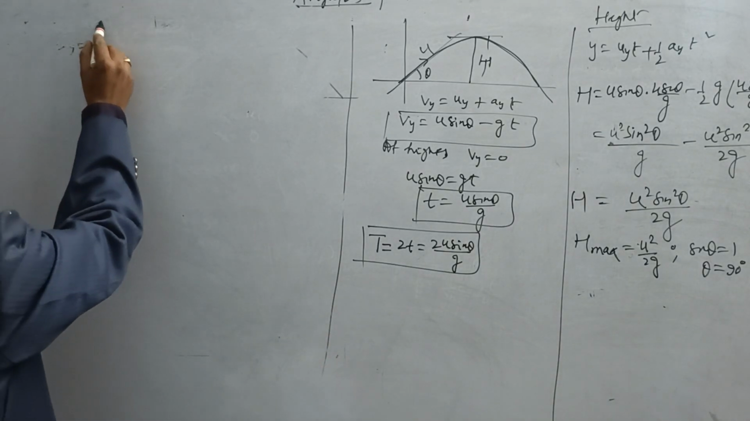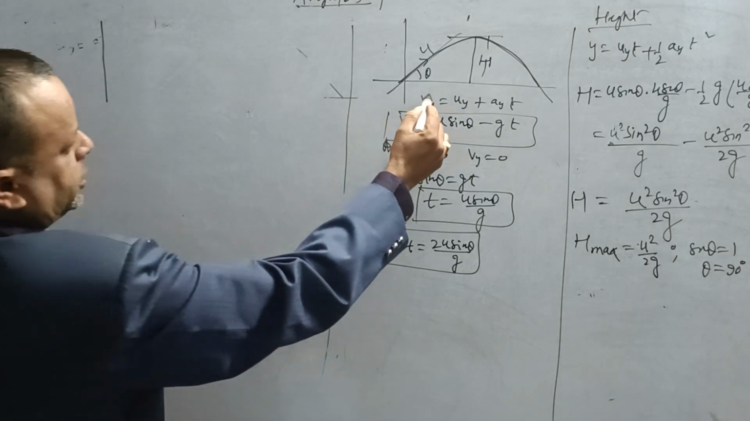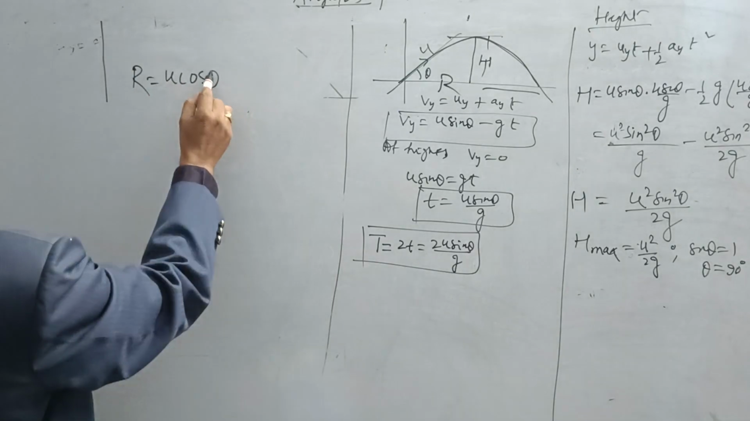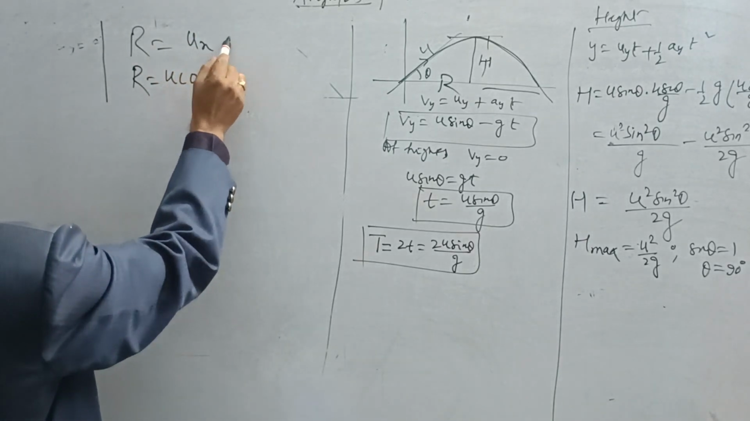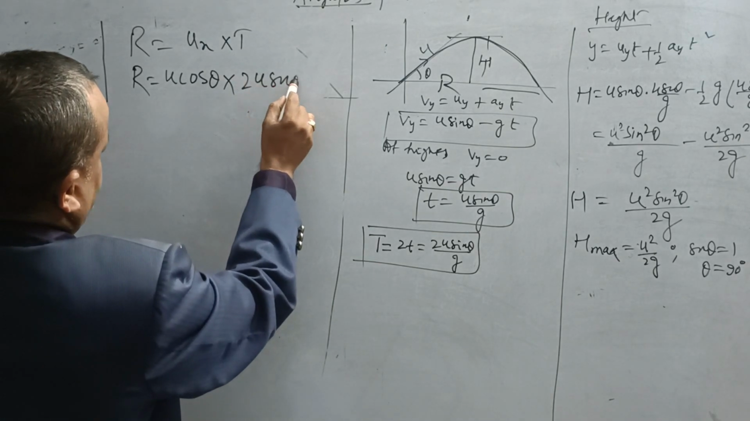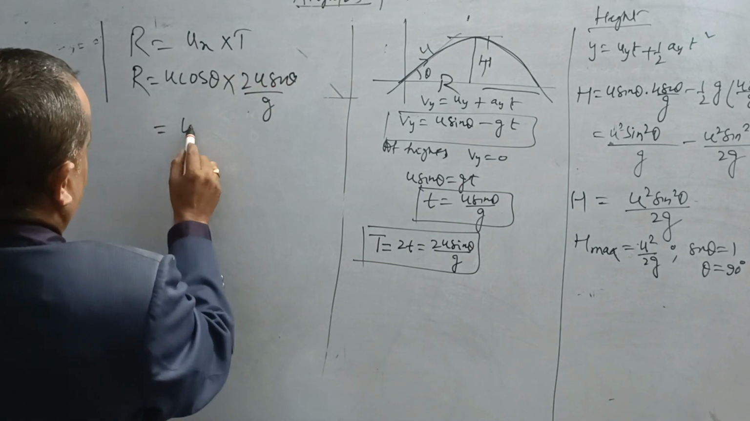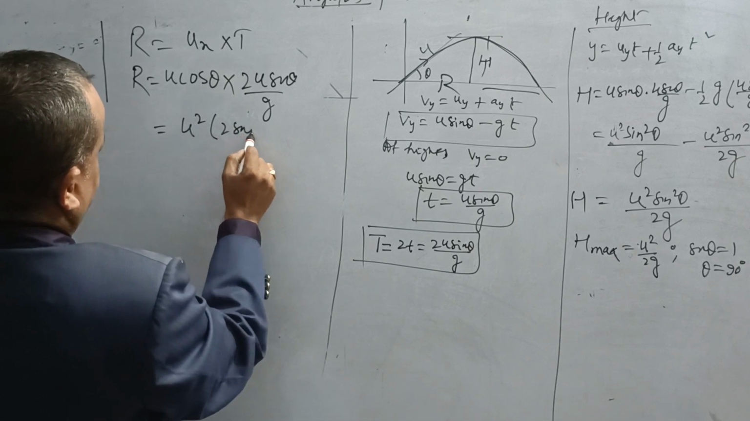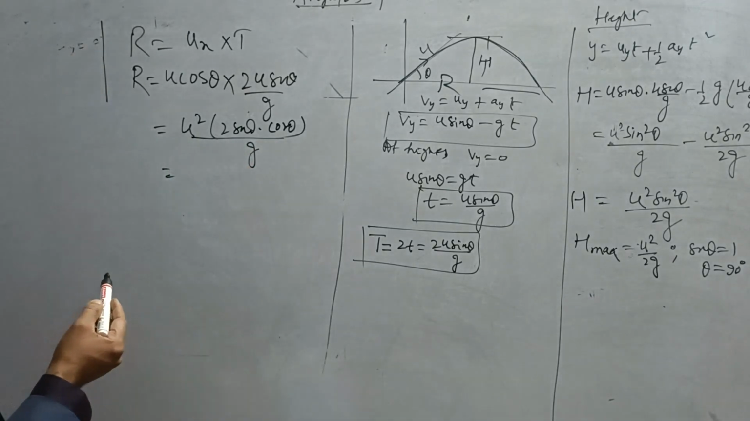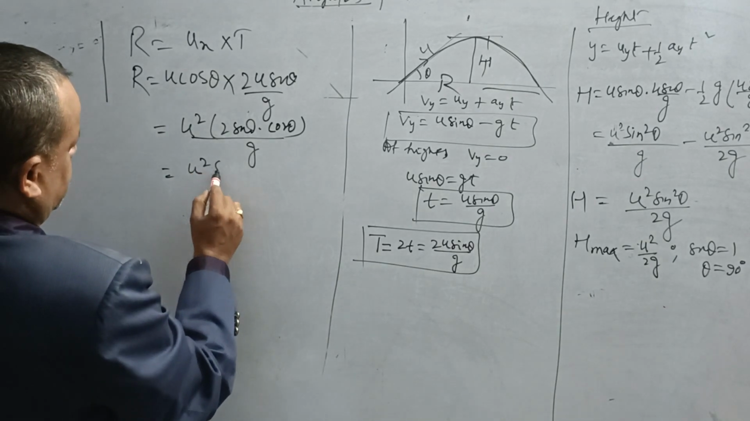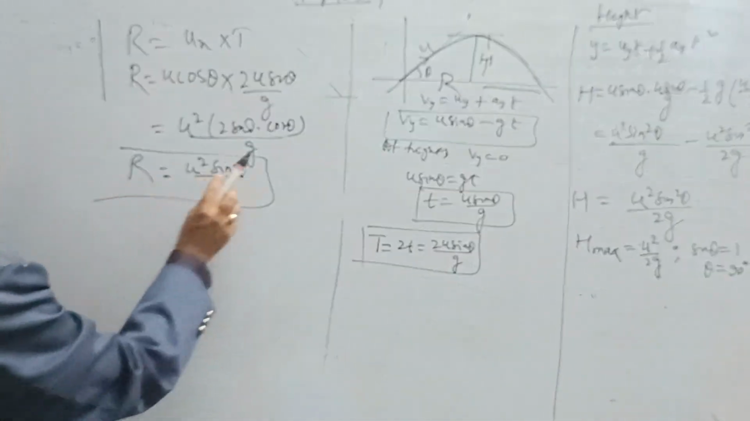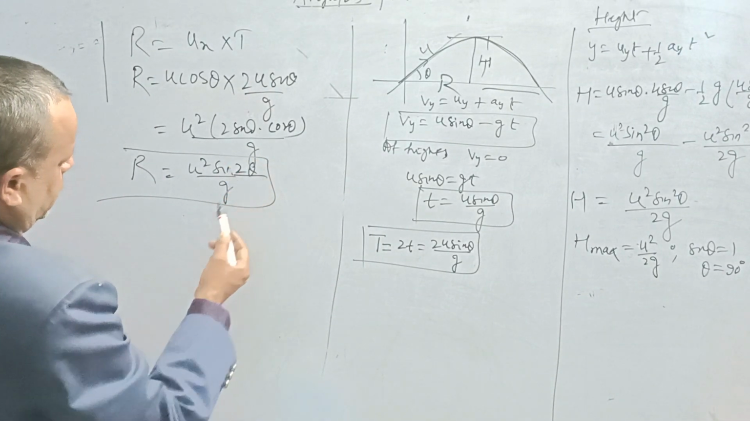For the range of the projectile, this is the range. Range will be equivalent to what? It is the velocity component along the x-axis, or ux, into the total time of flight. So what we have, this is u cos theta at time 2u sin theta by g. So we have u square into 2 sin theta cos theta upon g. We know that according to trigonometry, 2 sin theta cos theta is equivalent to sin 2 theta. So R is u square sin 2 theta upon g.